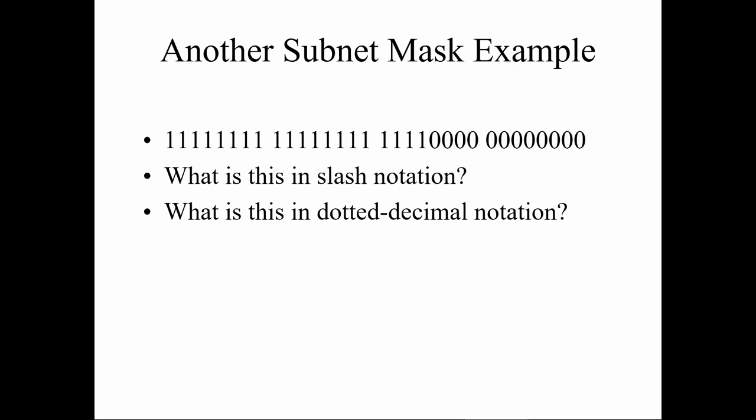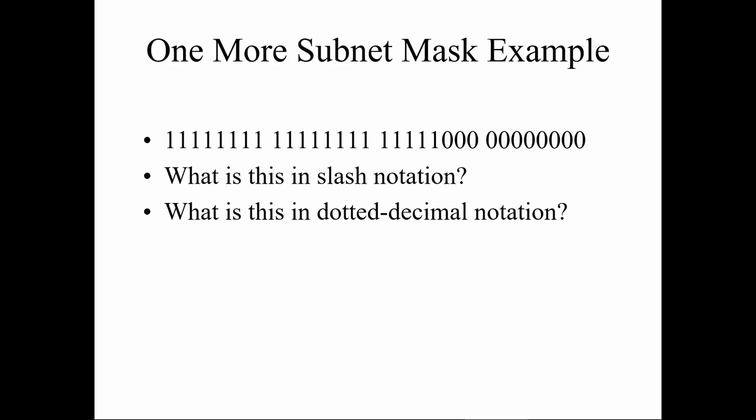So let's look at another example. How many 1s do we have? 8 plus 8. 16, 17, 18, 19, 20. So this is a slash 20. Dotted decimal, 255 plus 255 plus. We're not going to add a 1, a 2, a 4, or an 8. So this is going to be 16 plus 32 plus 64 plus 128. If my math is correct, in dotted decimal form that should be 255.255.240. 128 plus 64 plus 32 plus 16.